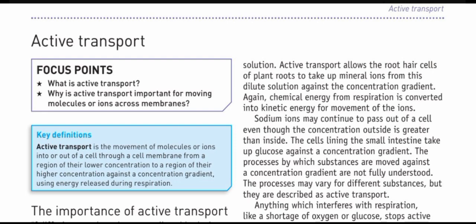Firstly, we will discuss the definition: active transport is the movement of molecules or ions into and out of the cell through the cell membrane from a region of lower concentration to a region of higher concentration, that is, against the concentration gradient, using energy released during respiration. This definition tells us three main things: active transport moves substances from low concentration to high concentration, it works against the concentration gradient, and it needs energy from respiration. That's why it is known as active transport.